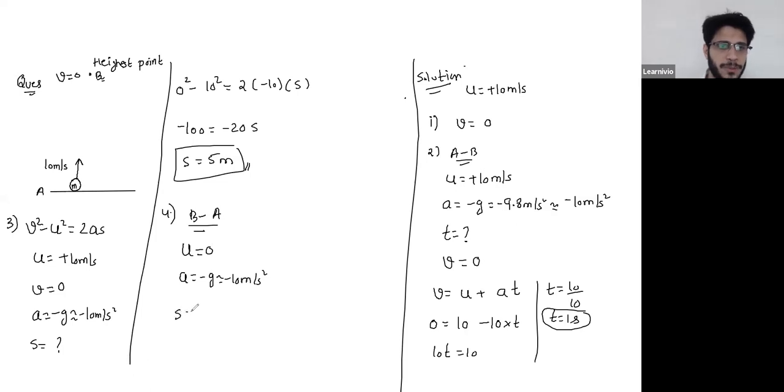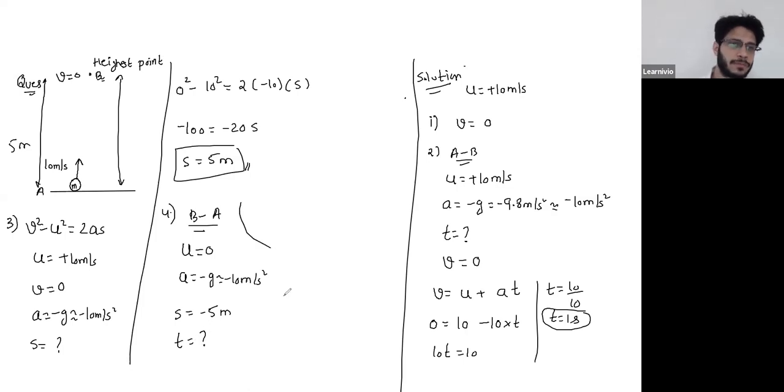What about the displacement that the body will cover? From A to B, it comes out to be 5 meter. Then what should be B to A? Minus 5 meter. The displacement covered is minus of 5. You are supposed to calculate the value of time. So which is the most appropriate equation?